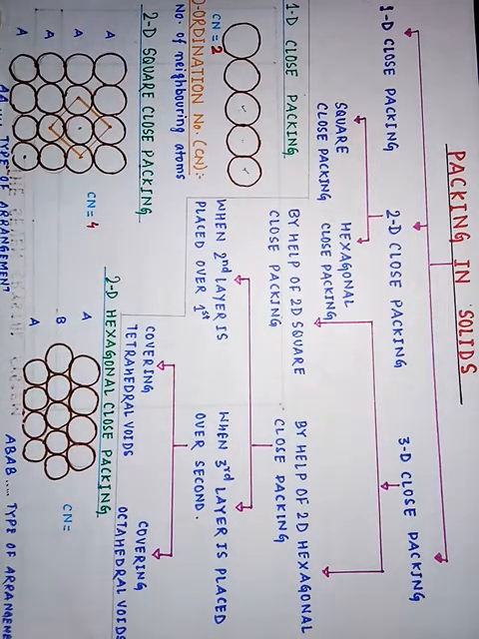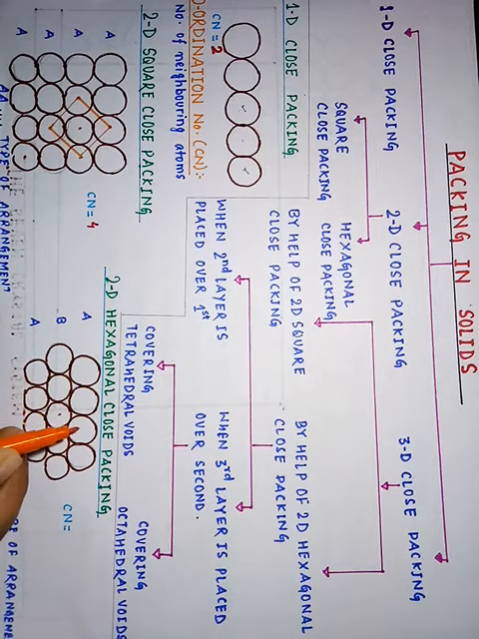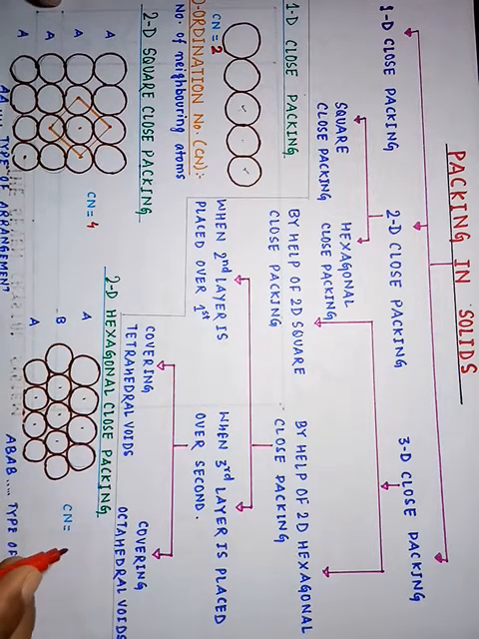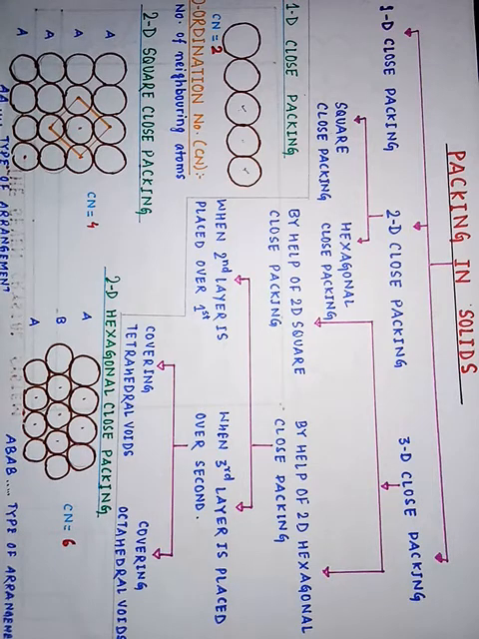Now what is the coordination number? For calculating the coordination number, let us select an atom. So I have picked this atom. Now let us check how many neighboring atoms it is in contact with. So 1, 2, 3, 4, 5, 6. So the coordination number in the case of 2-dimensional hexagonal close packing is 6. So the coordination number here is, students, 6.